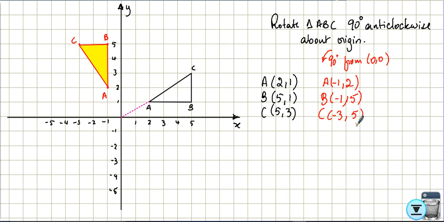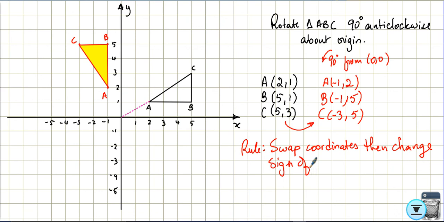So let's see what happened from here to here, and that is our rule. As we can see, 2, 1 became minus 1, 2, 5, 1 became minus 1, 5, and 5, 3 became minus 3, 5. We swap the coordinates. So swap coordinates. And then what did we do? We changed the sign of the x coordinate.